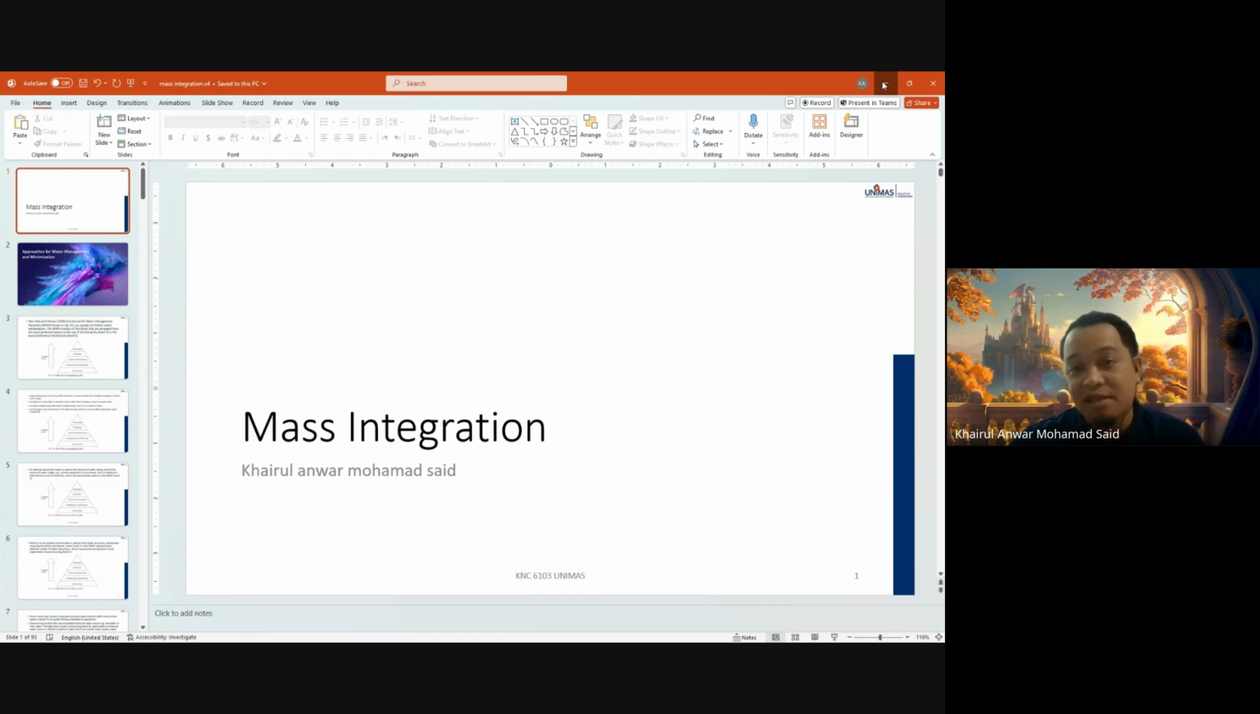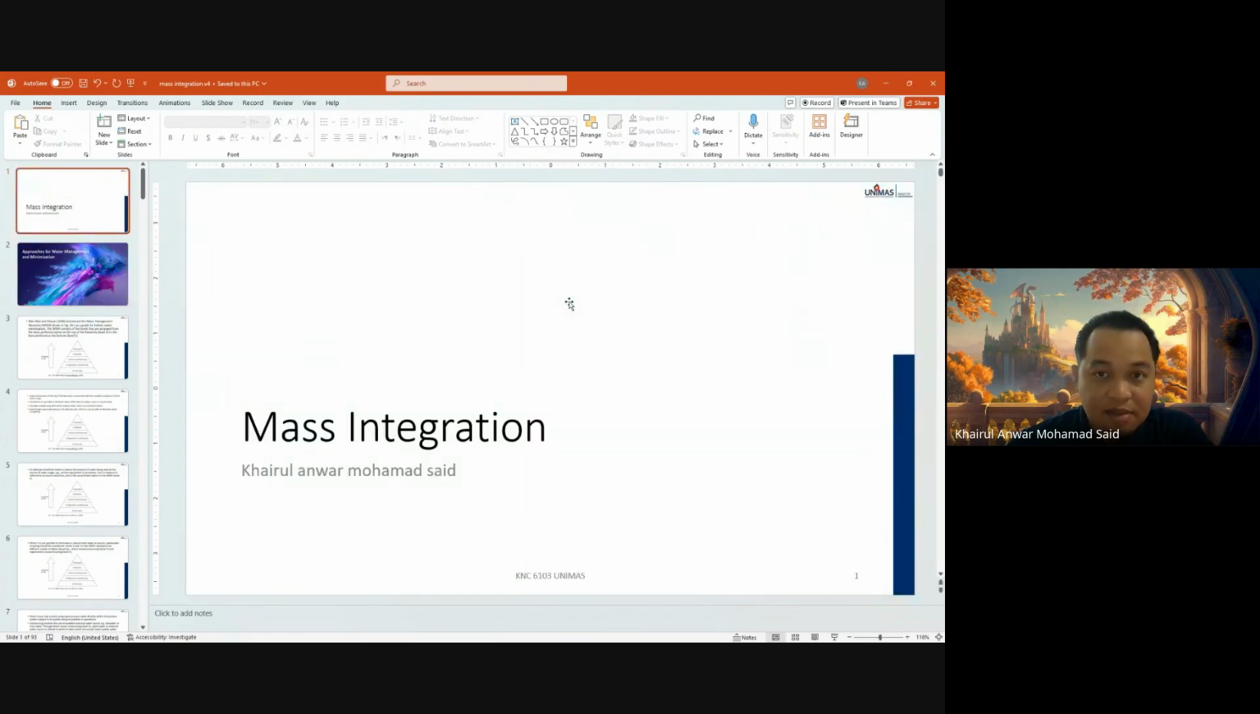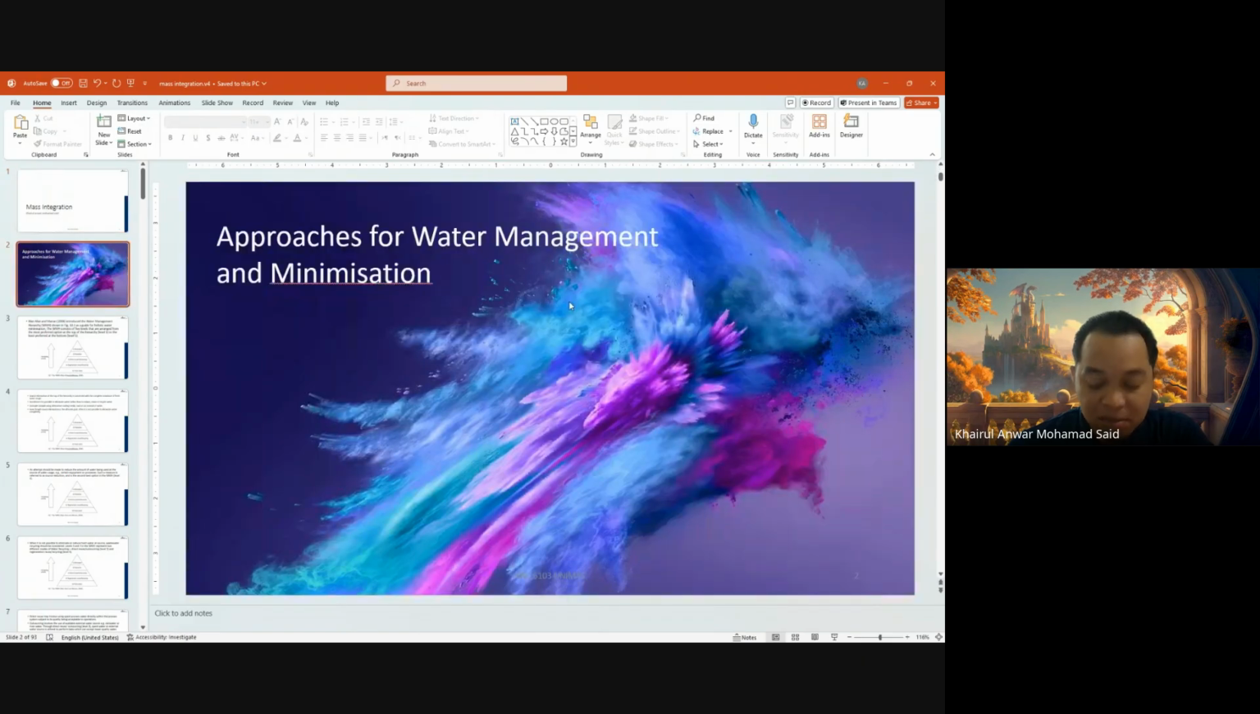So in this class, what we're going to learn is that we don't want to solve the end-of-pipe problem with an end-of-pipe solution. We try to find which process in the system can be optimized. For this slide, it's based on book one.